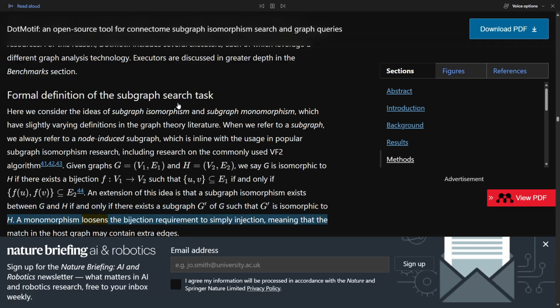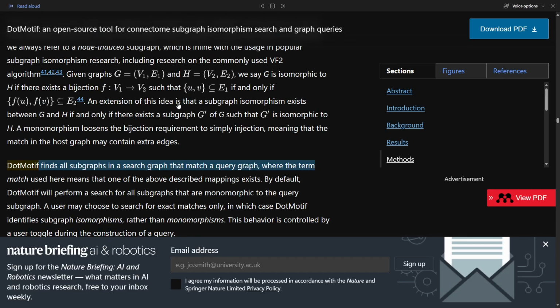A monomorphism loosens the bijection requirement to simply injection, meaning that the match in the host graph may contain extra edges. DotMotif finds all subgraphs in a search graph that match a query graph, where the term match used here means that one of the above described mappings exists. By default, DotMotif will perform a search for all subgraphs that are monomorphic to the query subgraph. A user may choose to search for exact matches only, in which case DotMotif identifies subgraph isomorphisms rather than monomorphisms. This behavior is controlled by a user toggle during the construction of a query.